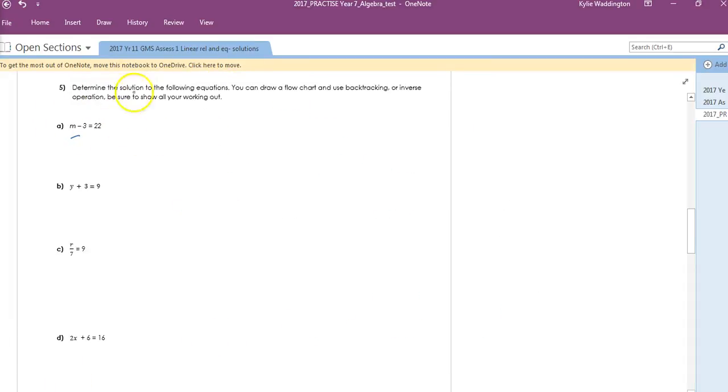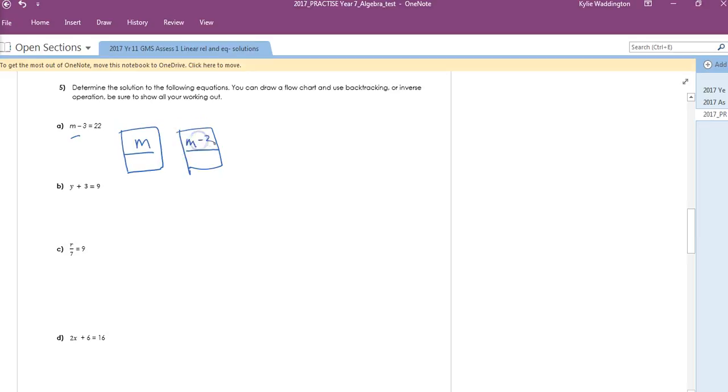Okay, so determine the solution. So we need to show our working out. We can use backtracking, or we can do inverse operations. To backtrack, we would draw the boxes as we did in class today.